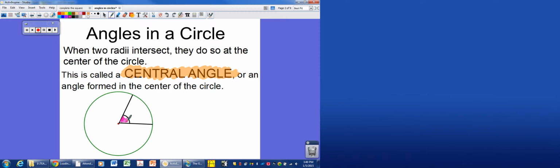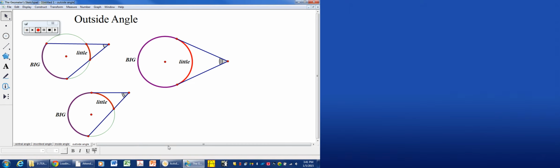So here's your angle, a central angle. This right here is the arc that it intercepts. This is the arc that it's related to. So this central angle has a relationship to this intercepted arc. Let's come over here and see what that happens to be.